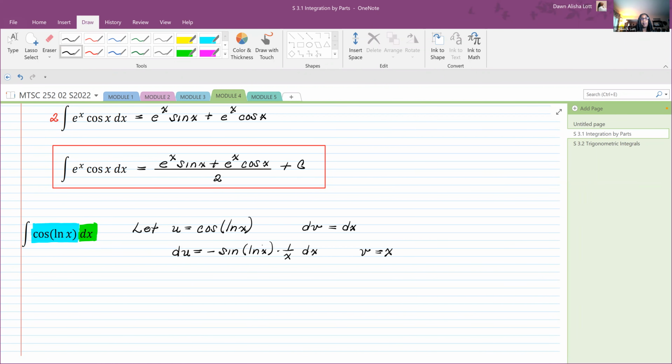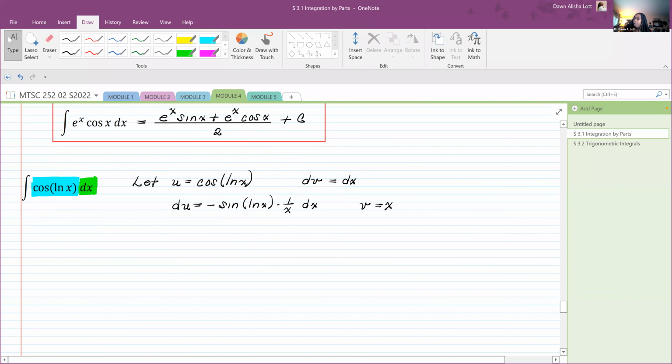Absolutely correct. So now this integral is going to equal u times v. So that's the cosine of the natural log of x times v, which is x, minus the integral of v, which is x, and du is negative sine of the log of x times 1 over x dx.